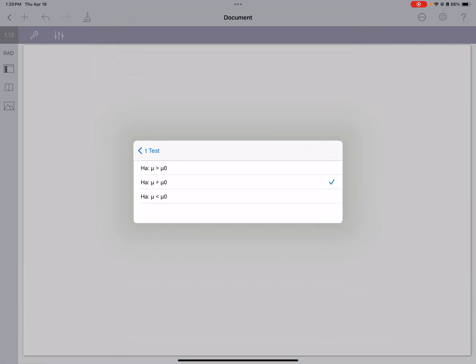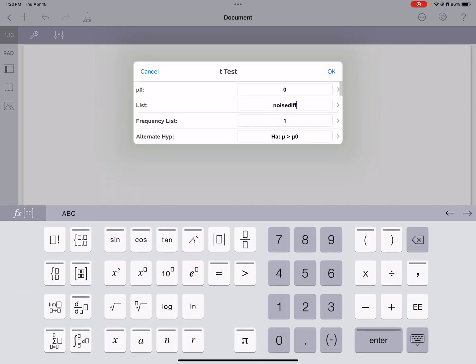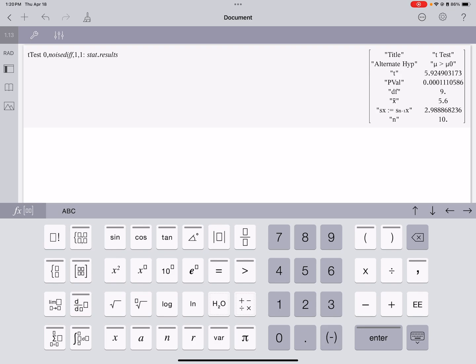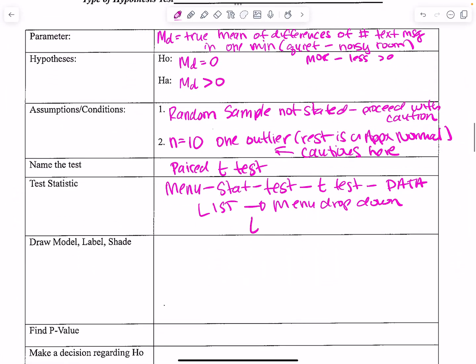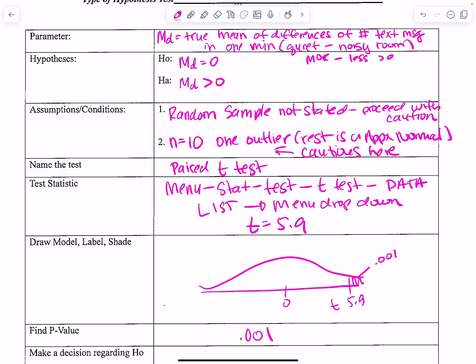And we said, is it convincing evidence of greater than? And we did okay. And we have a t of 5.9 and a p-value of really tiny, 0.001. So we're going to have t of 5.9 and a p-value of 0.001. So you have this, 0, 5.9, and 0.001. And oh yeah, on here, remember we had our H0 with mu is equal to 0.